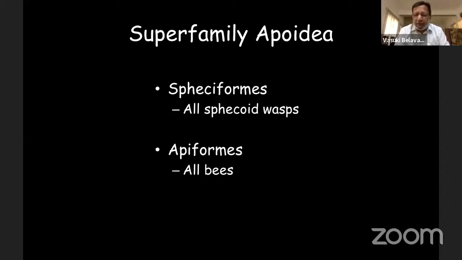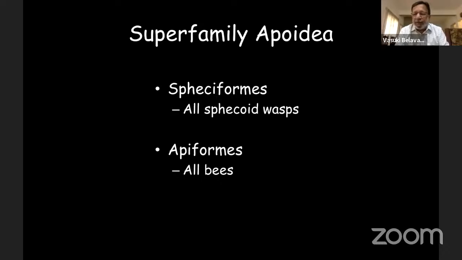There are two groups in the superfamily Apoidea, Spheciformes and Apiformes. Spheciformes includes all sphecoid wasps, which are carnivores. That means they feed on other insects. They also build nests like the bees. They predate on other insects or spiders and feed their young ones with this carnivorous diet. And these are supposed to have evolved from sphecoid wasp-like ancestors.